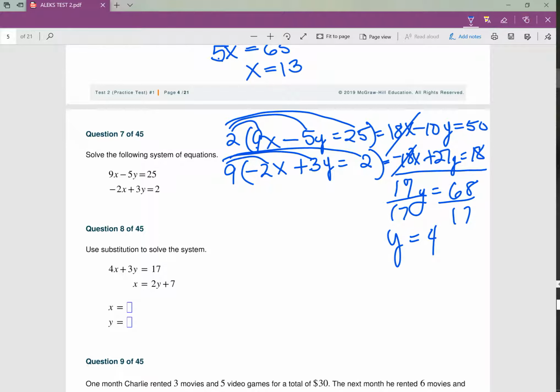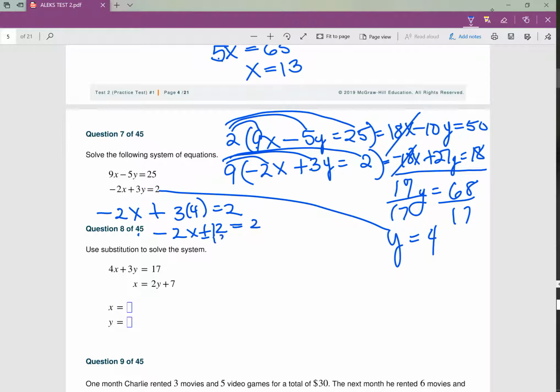If y is 4, all you have to do is substitute it, and I would use this equation because it's the smallest of the numbers. So you have negative 2x plus 3 times the 4 is equal to 2. And so negative 2x plus 12 is equal to 2. Subtract the 12 on both sides. You're left with negative 2x equals negative 10. So x is equal to 5. So your solution for this would be 5, 4.